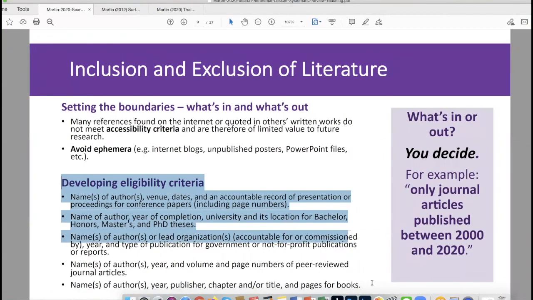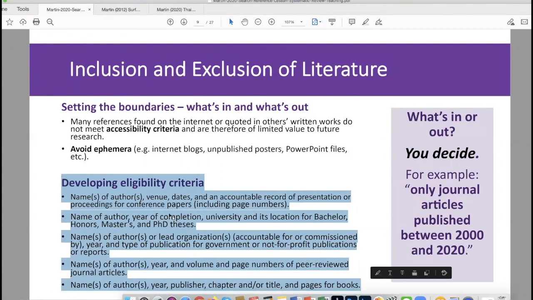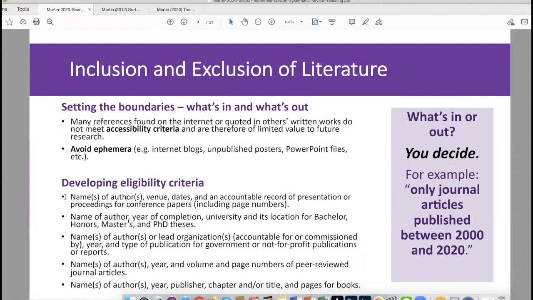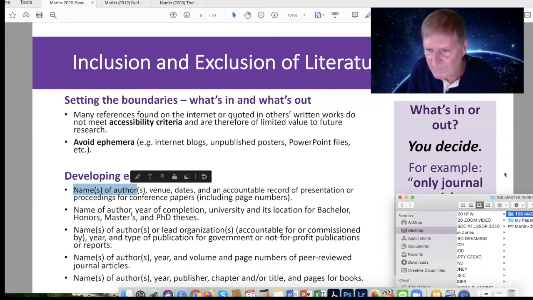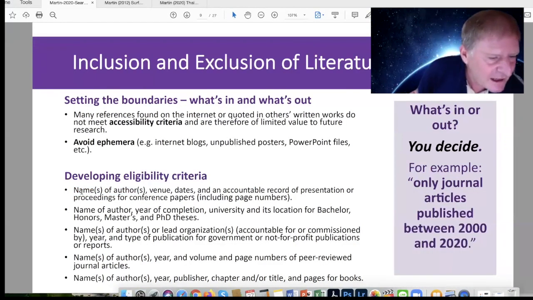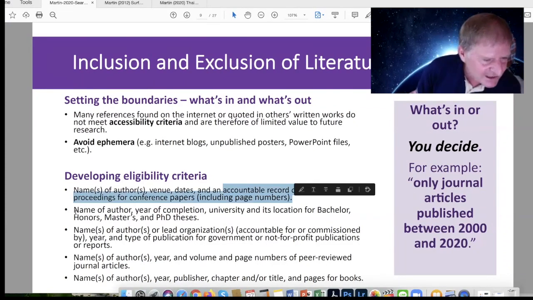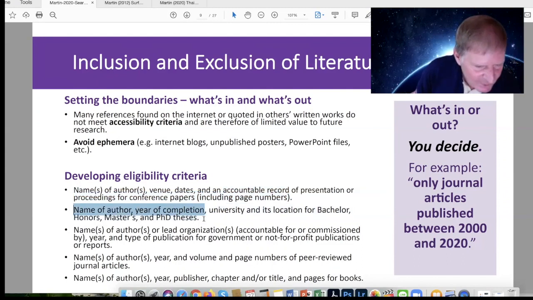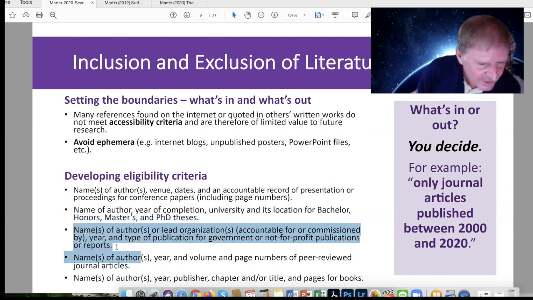So we talk here about developing the eligibility criteria. And here it is. I explain it to you. So if you decide to do some work in this area, this can help a lot. Okay. We need to have the names, authors, venue, date, some accountable record for any kind of presentation. This is for PhD stuff. This is for NPO, organizations, commissioned research and stuff like that.